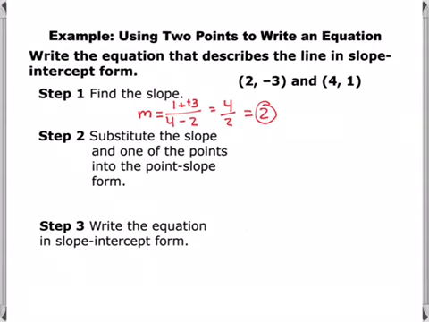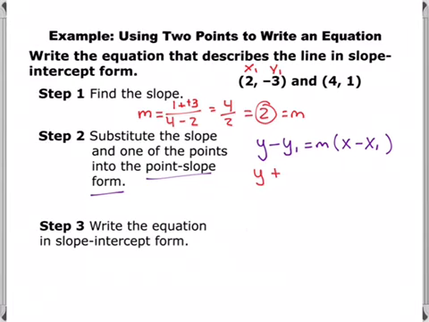Then it says substitute the slope and one of the points into point slope form. So I'm going to go ahead and just use this first one here. So x1, y1, and this is our slope. We're going to plug these values into point slope form. So y minus y1 equals m times x minus x1. So you've got y plus 3 equals 2 times x minus 2.